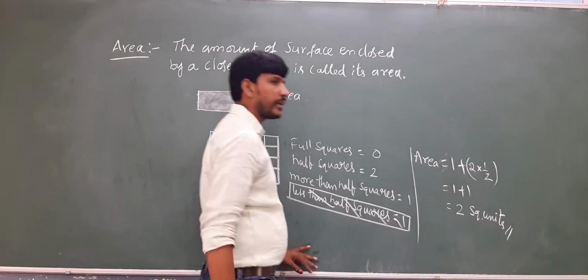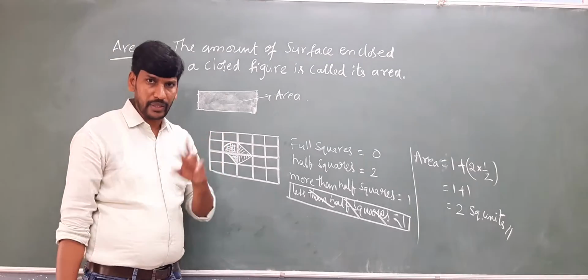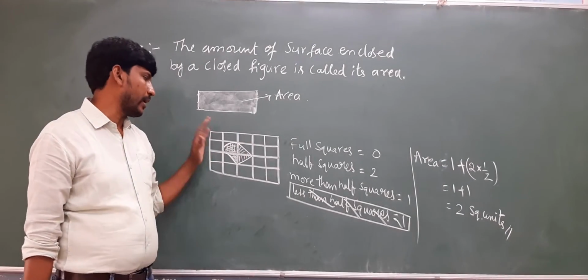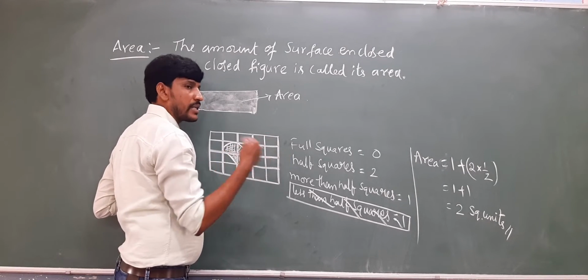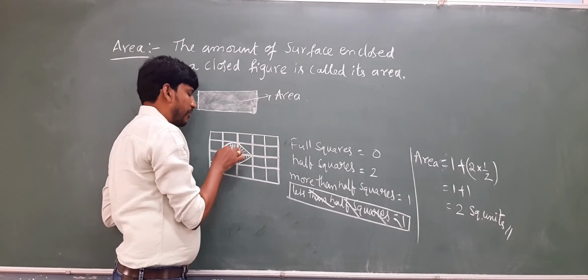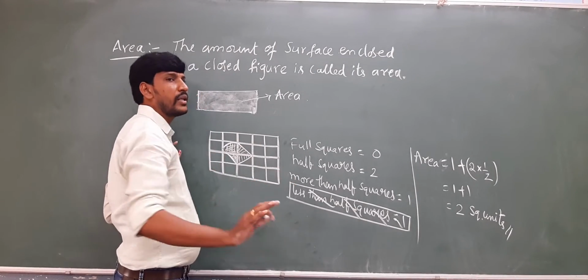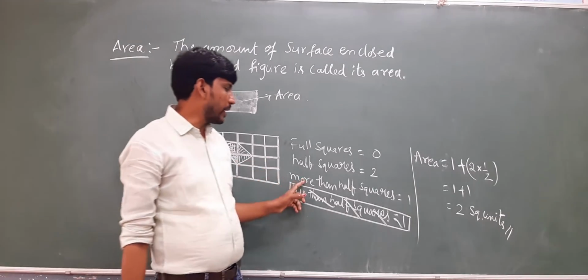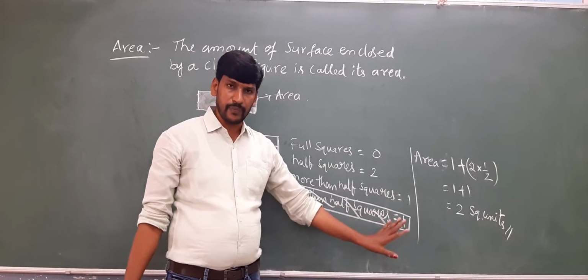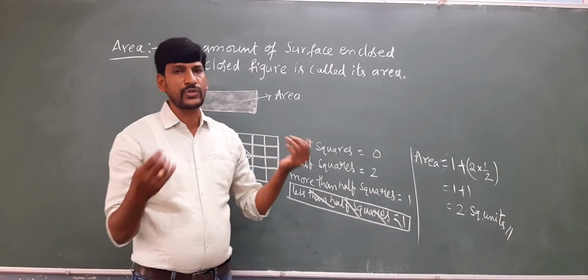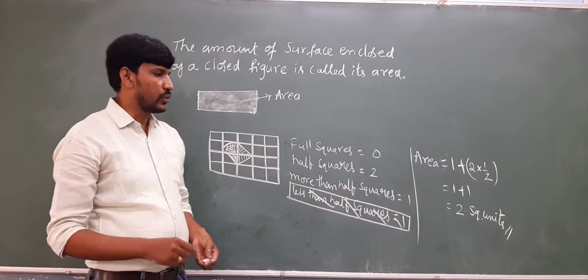This is how to count the number of squares by using the square paper. The exercise 10.2 totally depends on this only. That's why I am explaining. Please listen carefully. If it is a half square, you count it as a half square only. If it is more than half of the square, you count it as 1 square. If it is less than half of the square, you just leave it, that is 0. Clear, my dears? So now let us discuss the 10.2 questions.